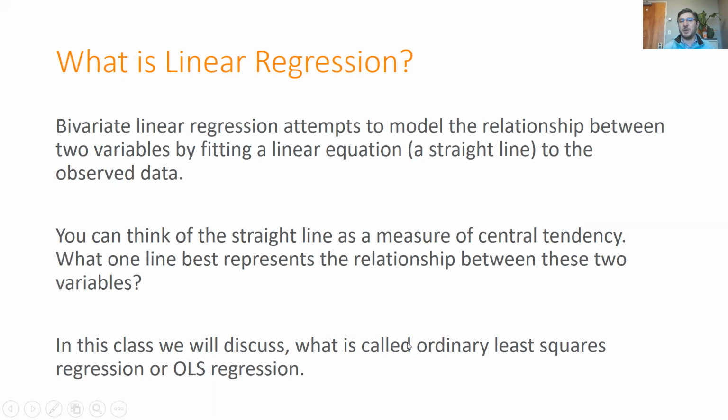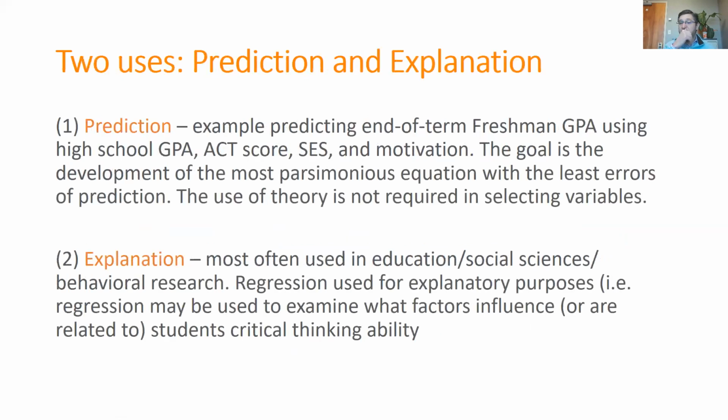The type of regression we're going to talk about is called ordinary least squares regression, because it uses the method of least squares to obtain the regression line. Regression is mainly used for two purposes: prediction and explanation. We're going to mainly talk about using regression for prediction. Given our knowledge of X, what can we predict your Y, or outcome score, would be? Can we predict end of term GPA using your high school GPA or your ACT score? The goal here is to develop the most parsimonious equation to predict the outcome that we want.